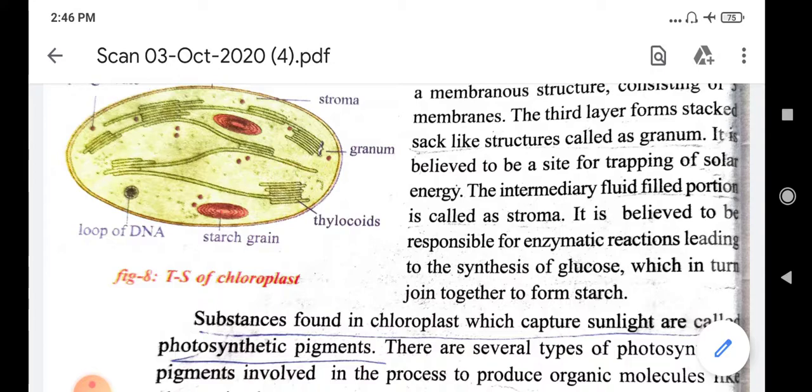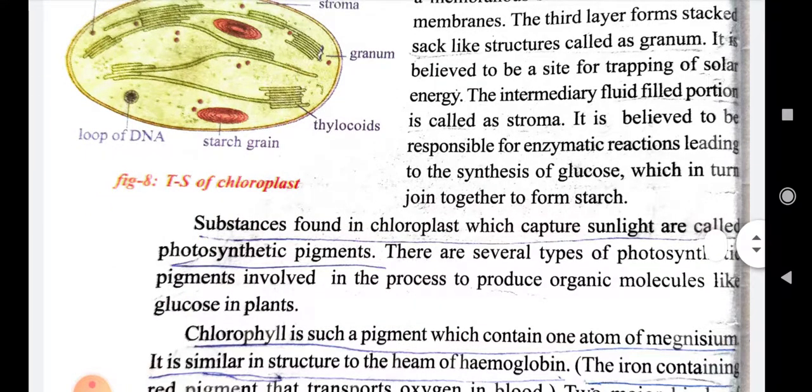If you observe, the stacks of thylakoids are called granum, which is important for trapping the solar energy. The granum participates in the light reaction while the stroma participates in the dark reaction, where enzymatic reactions take place. Next, substances found in the chloroplast which capture the sunlight are called photosynthetic pigments. We know that the chloroplast can capture sunlight because it has a pigment called chlorophyll. Due to the presence of chlorophyll only, it is able to capture the sunlight.